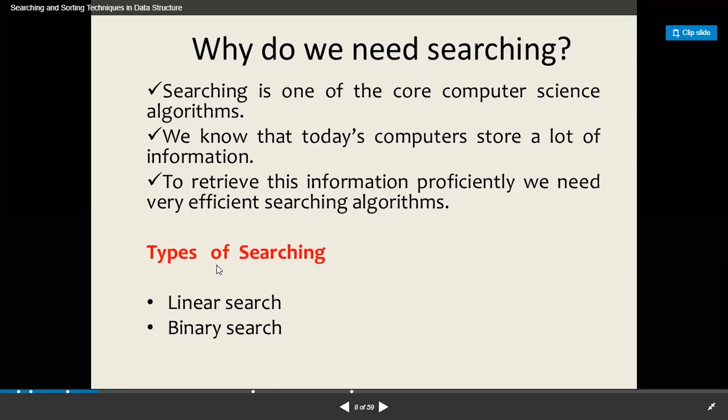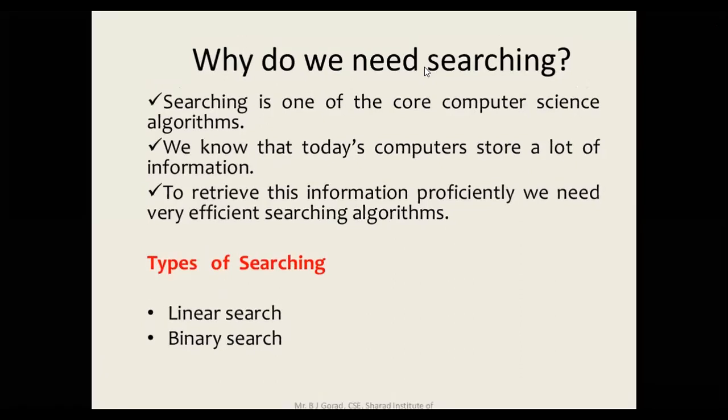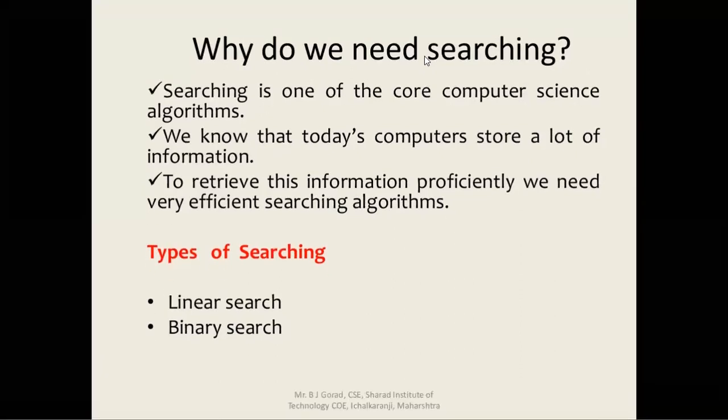So basically there are three types of searching. The first one is called linear search. Then we have binary search, and then we have interpolation search. So we will talk about these three types of searching today.